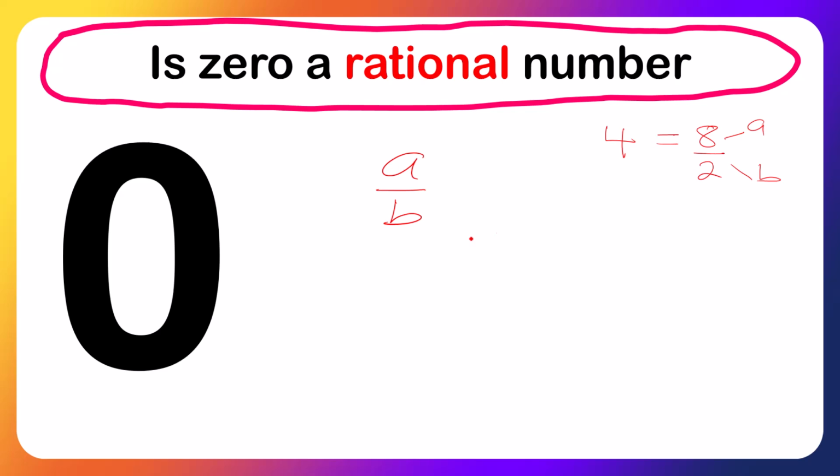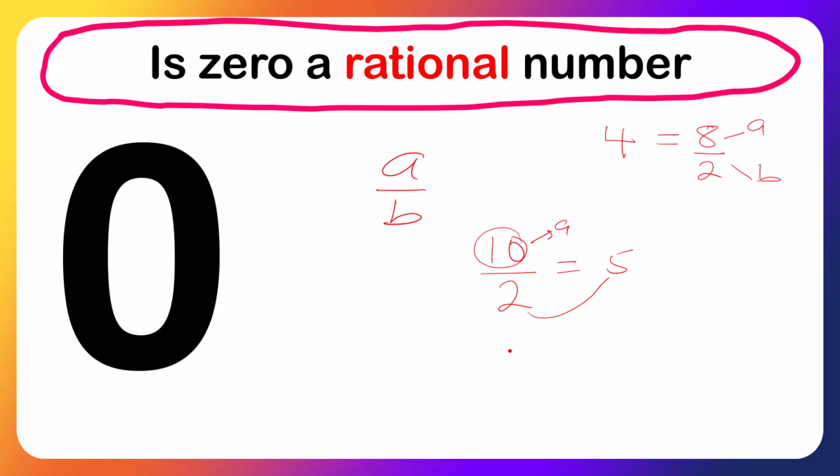Okay, 10 on 2, we have A and we have B. Now the result here is 5. It means 5 is a rational number because it can be expressed as A on B. Observe something: if I multiply 2 by 5, I will get this 10.